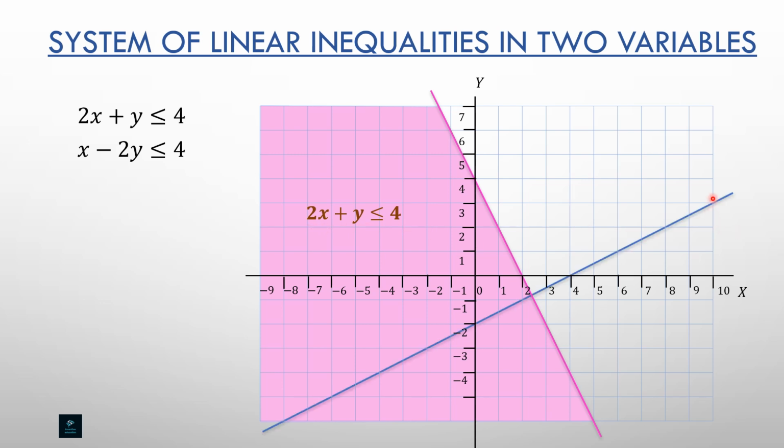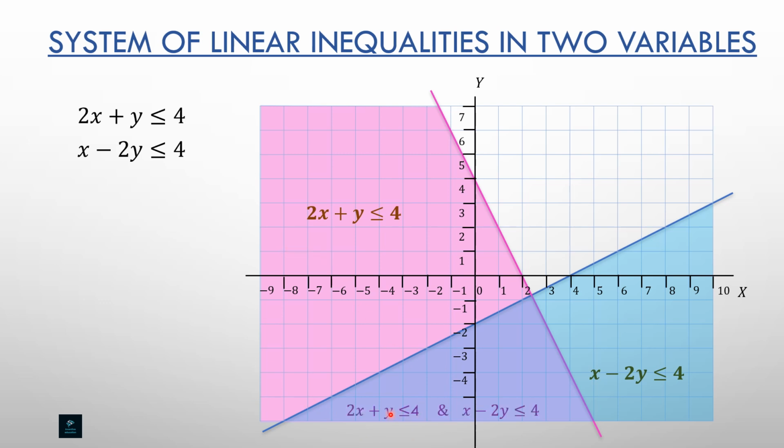Similarly, this blue line is representing the line x minus 2y equals 4, and this blue shaded region is representing the inequality x minus 2y less than or equal to 4. This purple shaded area is common to both the inequalities. Therefore, this represents a region where the values of x and y satisfy both the inequalities.